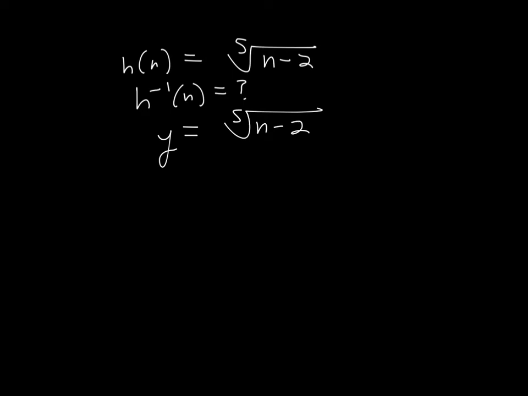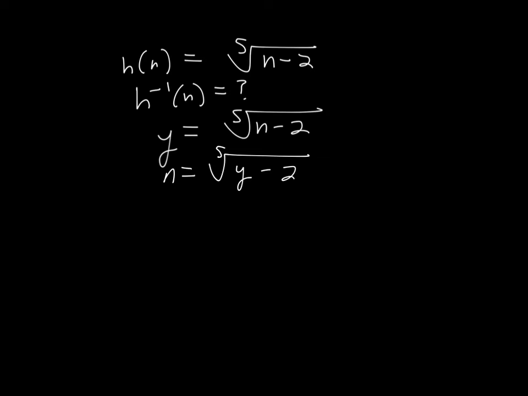Swap the x and the y, or in this case it's the n. Swap the n and the y. Could have been an x, but it's an n. So we go n equals 5th root of y minus 2. And then the third step is solve for y.